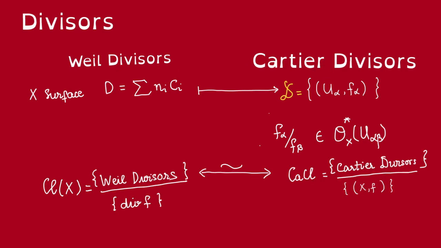This correspondence actually induces an isomorphism between the group of, this is the divisor class group, it's the group of Weil divisors, mod out by the principal divisors, and the group of Cartier divisors, mod out by the principal divisors. Note that here Cartier divisors are defined as equivalence classes. Two such families are equivalent if we can combine them to create another Cartier divisor, so if they are compatible. In the next video, we'll see the advantage of the Cartier divisors.